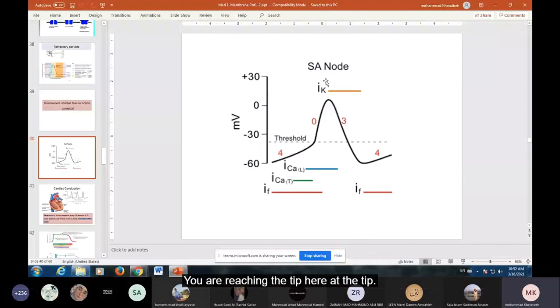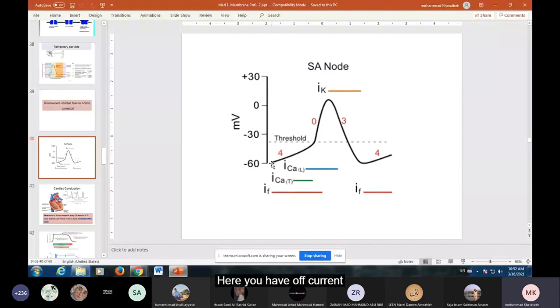At the tip, what happens? You are getting activation of potassium channels. By activation of potassium channels, you are getting back the repolarization phase, but here it is called phase 3, which is different from the phases that you have in the action potentials of the neural tissue. So we have many types of currents during the generation of the action potential.